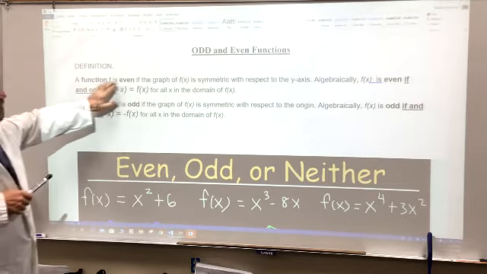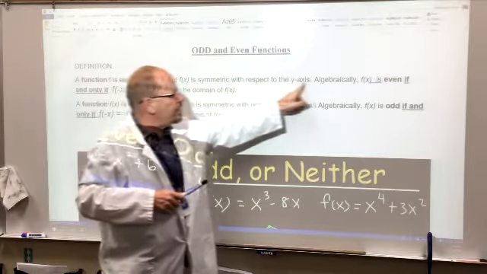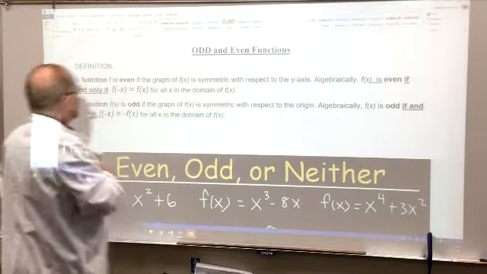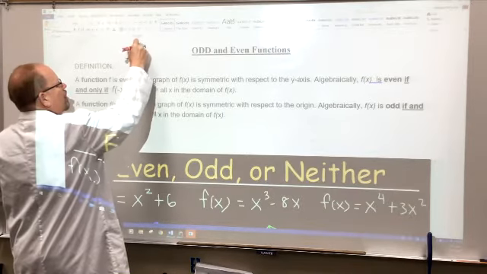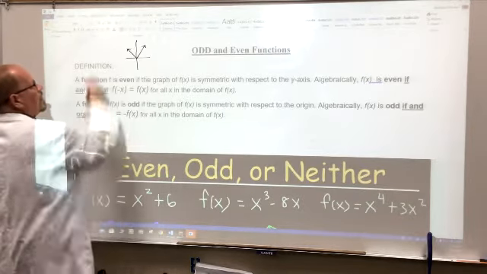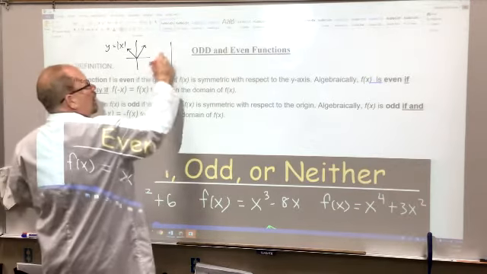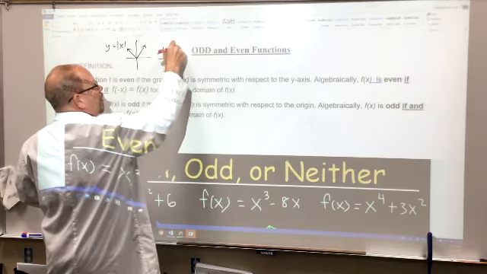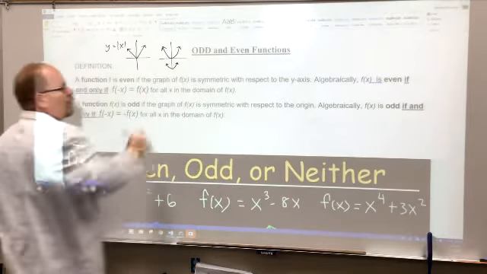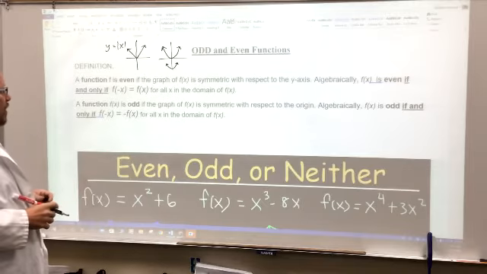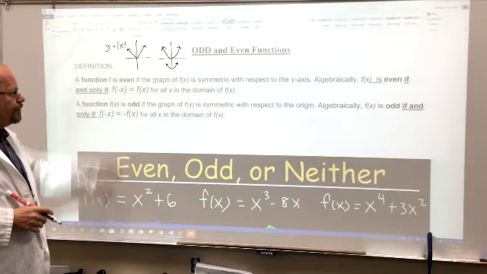So a function is even if the graph of f of x is symmetric with respect to the y-axis. So you can think of some graphs that are symmetric with respect to the y-axis, like the absolute value of x, or x squared, or x squared minus 4, and so on and so forth, okay? Those are all considered even functions.